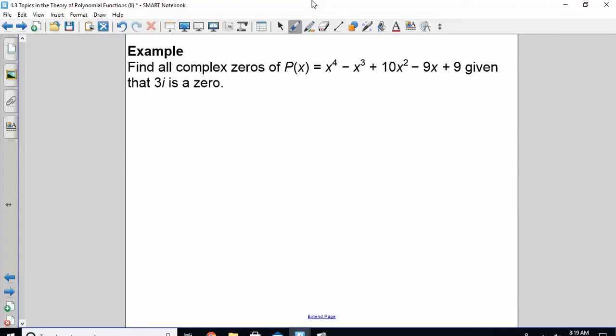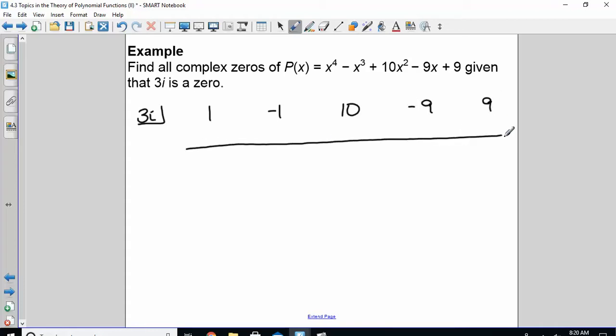So on your quiz or on your homework, when I gave you the first 0, what was your first step? You plugged it in, did the synthetic with it, right? That's what we're going to do here. Since 3i is a 0, I am going to do synthetic with a 3i. Leave yourself a little more space than you're used to. You don't want your coefficients to be too close together. So we have a 1x to the 4th, negative 1x cubed, 10x squared, negative 9x, and positive 9. I don't need any zeros. We don't have any missing powers.